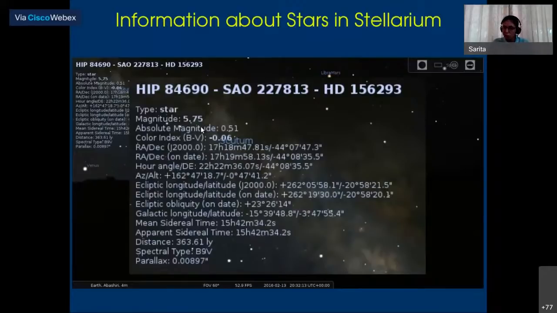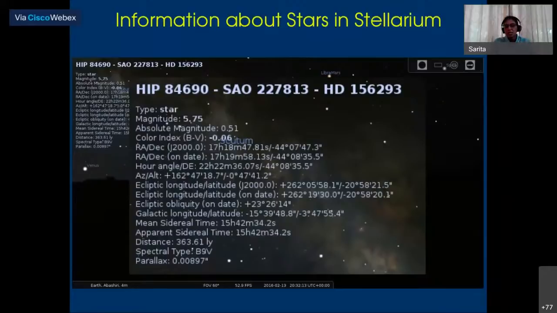m minus M, that is apparent magnitude minus absolute magnitude, is equal to 5 times logarithm of d in parsec, to the base 10, minus 5. Okay, so if I give the apparent magnitude and absolute magnitude, it should be possible for you to calculate the distance to a star. Then we can also get the color index B minus V. This also in some sense can give us, you can model and get the surface temperature of the star.